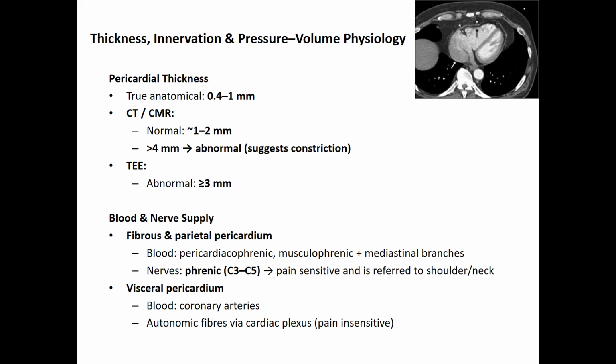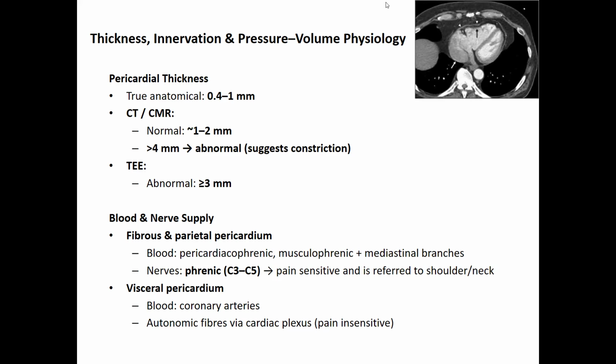Speaking about the blood supply and nerve supply of the heart, the fibrous and parietal pericardium blood supply is usually from the pericardiophrenic and musculophrenic branches, and the nerve supply is from the phrenic nerve. As we know, the phrenic nerve is usually made from the fusion of C3, C4, and C5, and that's why when we have pericarditis, the chest pain is usually referred to the trapezius or the neck. This is referred pain radiating from the parietal pericardium.